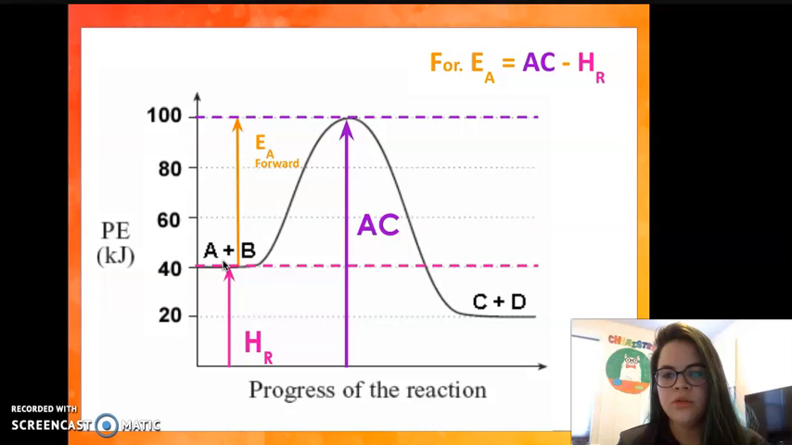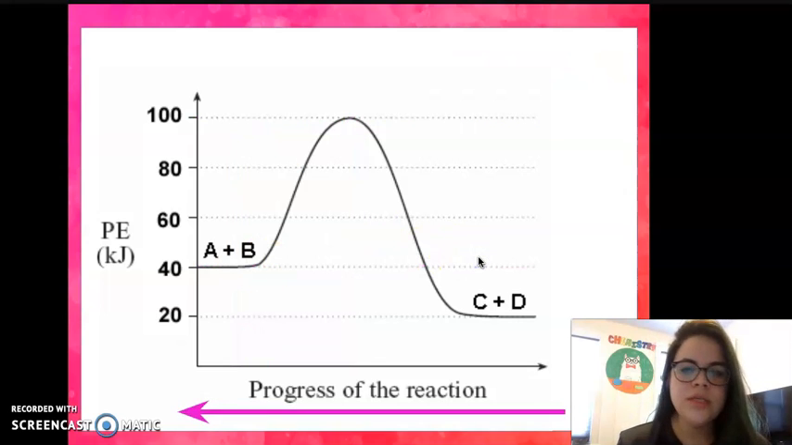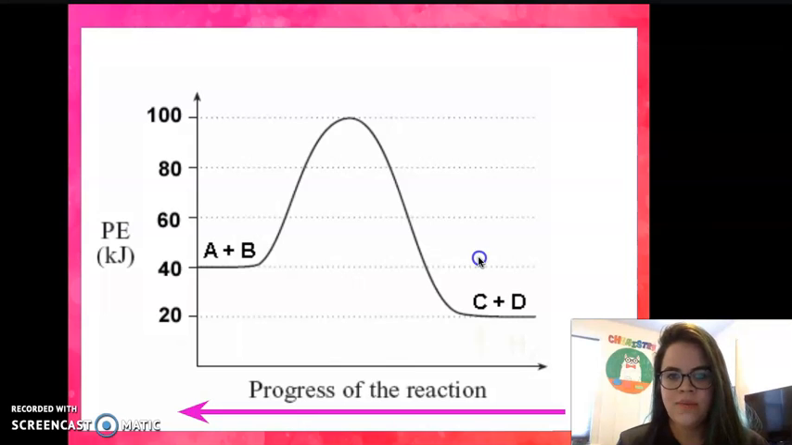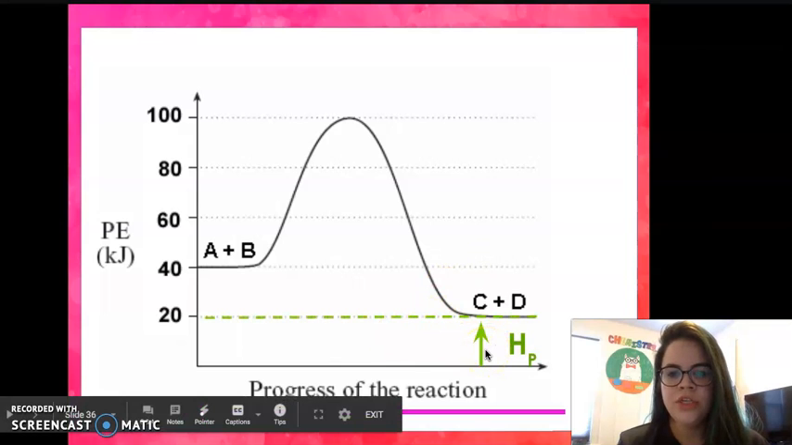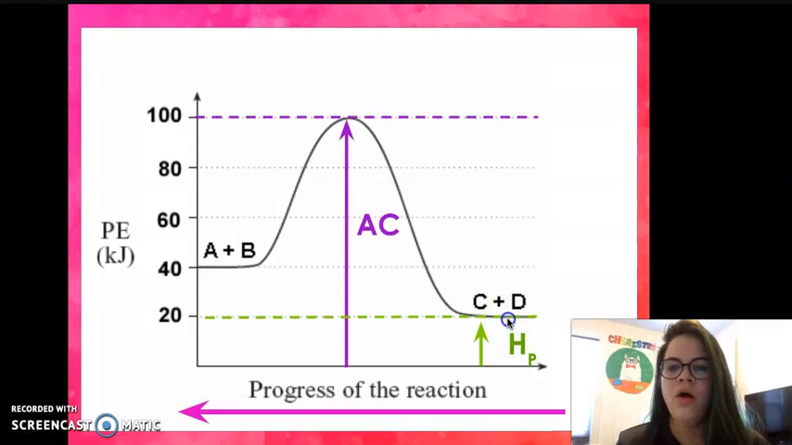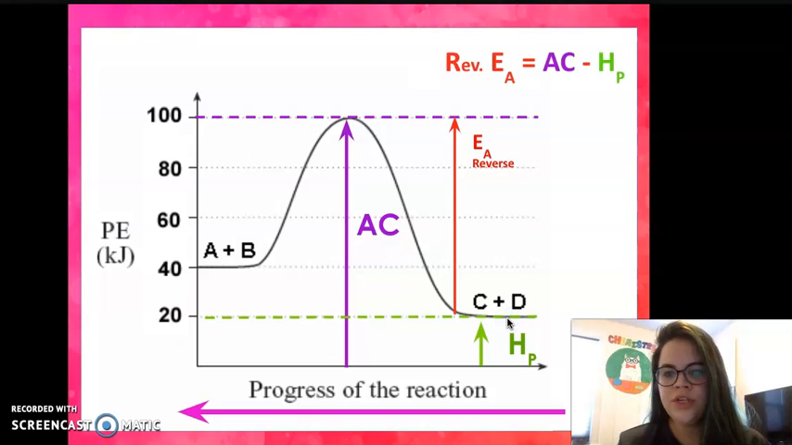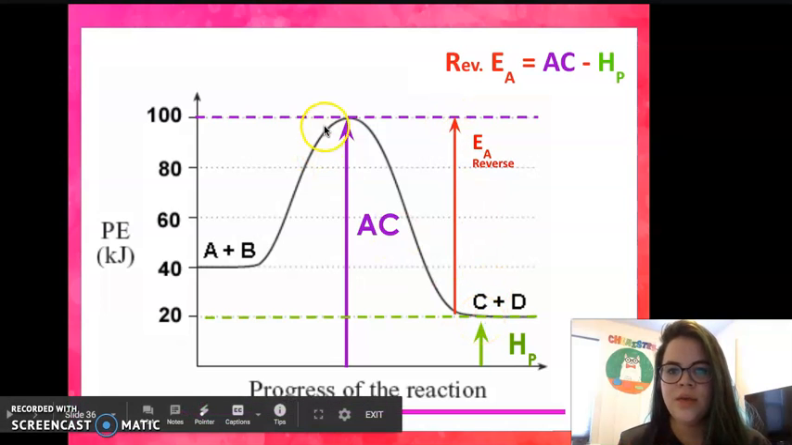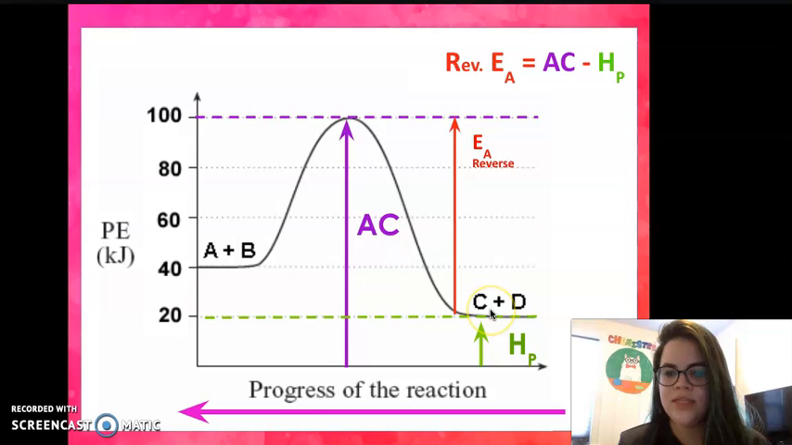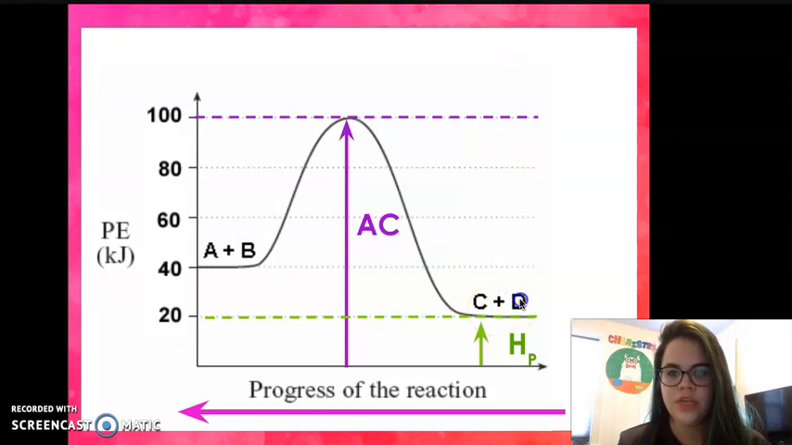Now next week we're also going to learn about what are called reversible reactions, and so we also want to look at what's called the reverse activation energy, meaning we're going backwards. And so for this one, it's essentially the same thing. We need to figure out how much energy we need to get from where we're starting, but this time we're starting at our products, and go all the way up to that activated complex. This is going to be known as our reverse activation energy, and it's going to be your highest point minus your starting point. So for us, that would be 100 minus 20 to give us 80 kilojoules of energy.